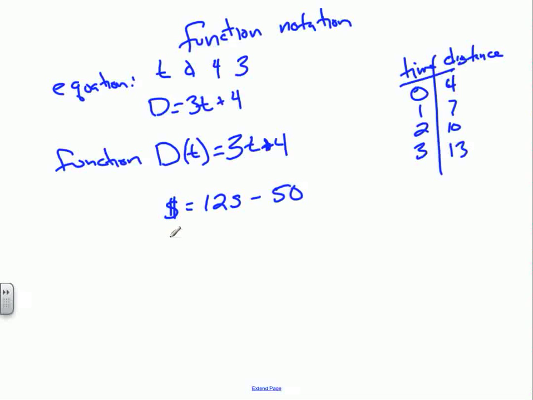Okay, so if you are starting to understand this concept, it would be $ of s equals 12s minus 50. So what we're saying here is that the money you make is a function of the amount of t-shirts you sell. And again, you just put that same part of the equation in there as you did before. So function notation isn't very hard once you understand it. It's just getting over the fact that this is such weird notation that makes it difficult. Other than that, it's pretty straightforward.